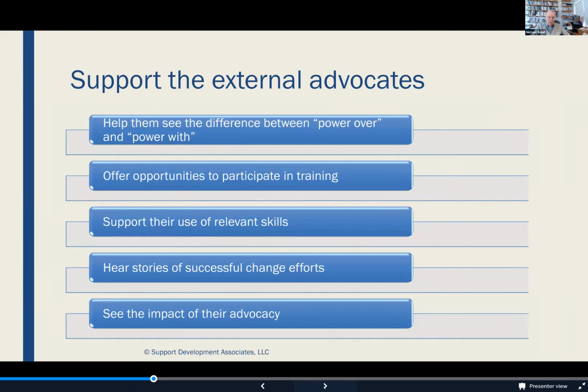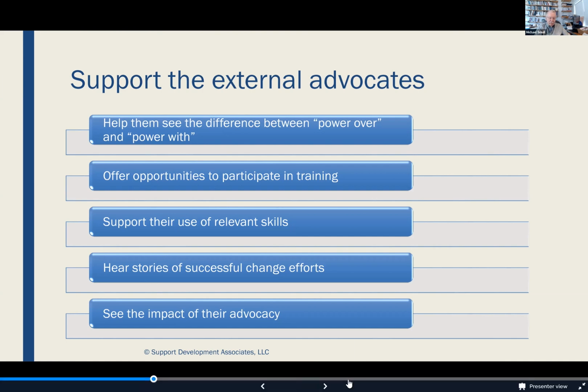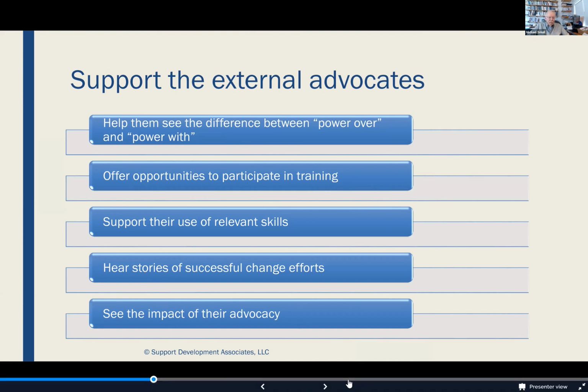Next slide. So all of the advocates, whether they're individual, issue, or system, need to be clear about the difference between power over and power with. Even benign paternalism can be oppression. They need to have the same opportunities to learn skills as others within the system. So they need to have opportunities to participate in person-centered thinking training and person-centered planning training, as well as opportunities to explore the effectiveness of the nine elements. And they need to be able to use those skills. So those skills need to be supported.